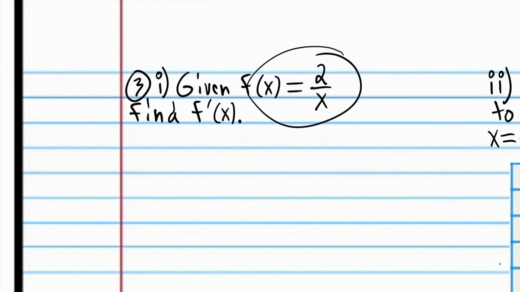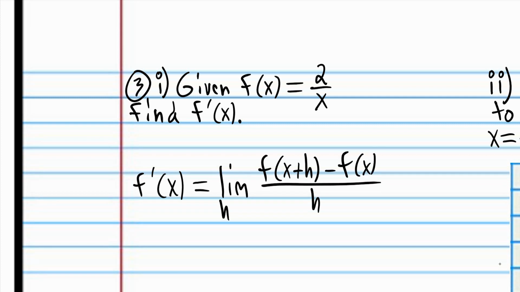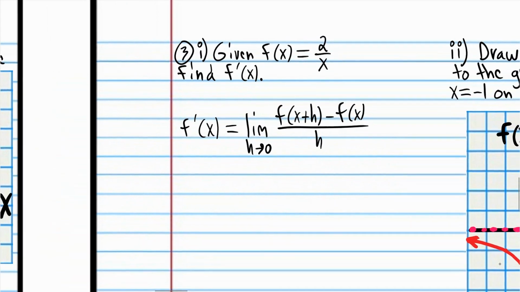So now we have this function here, and we're asked to find f prime of x. Well, f prime of x is defined to be the limit of f of x plus h minus f of x all over h as h approaches 0. Let's find the derivative for this particular function.